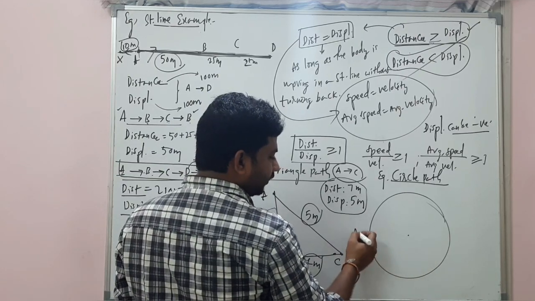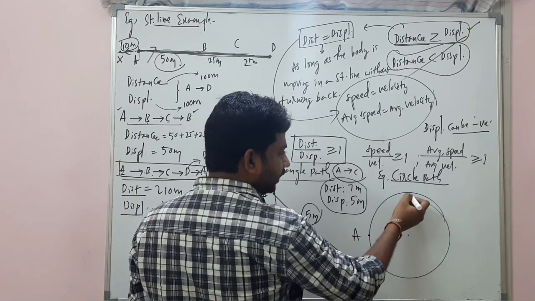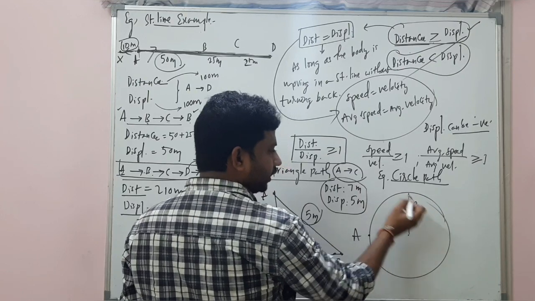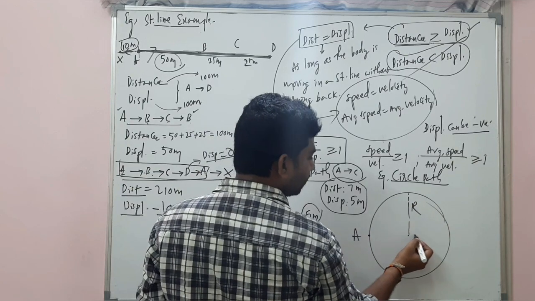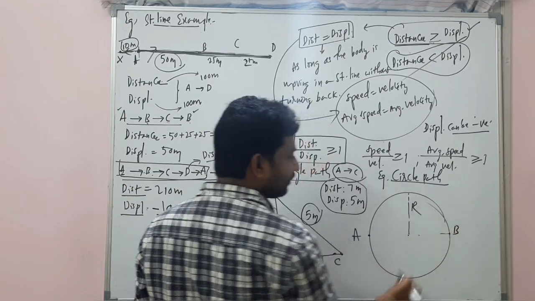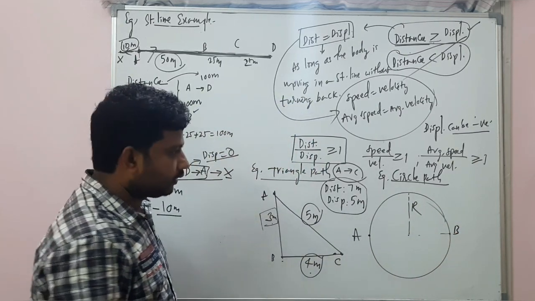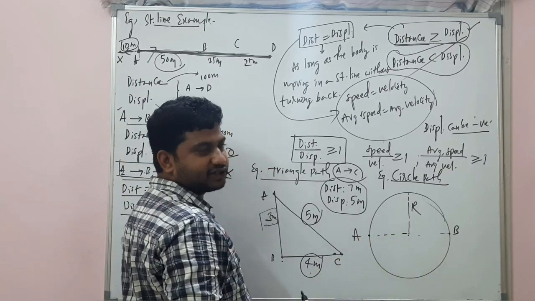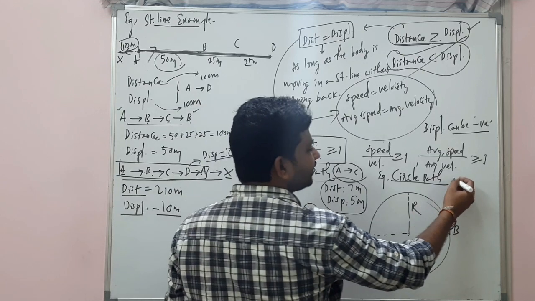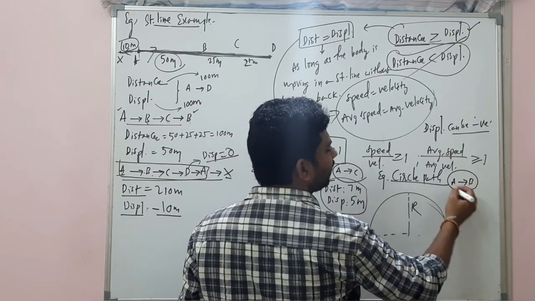Body is starting from point A. The radius of the circle is R. Okay. Body is starting from point A and reaches point B. The point B is at the other diametric end. A to B: distance and displacement. What is distance and displacement from A to B?